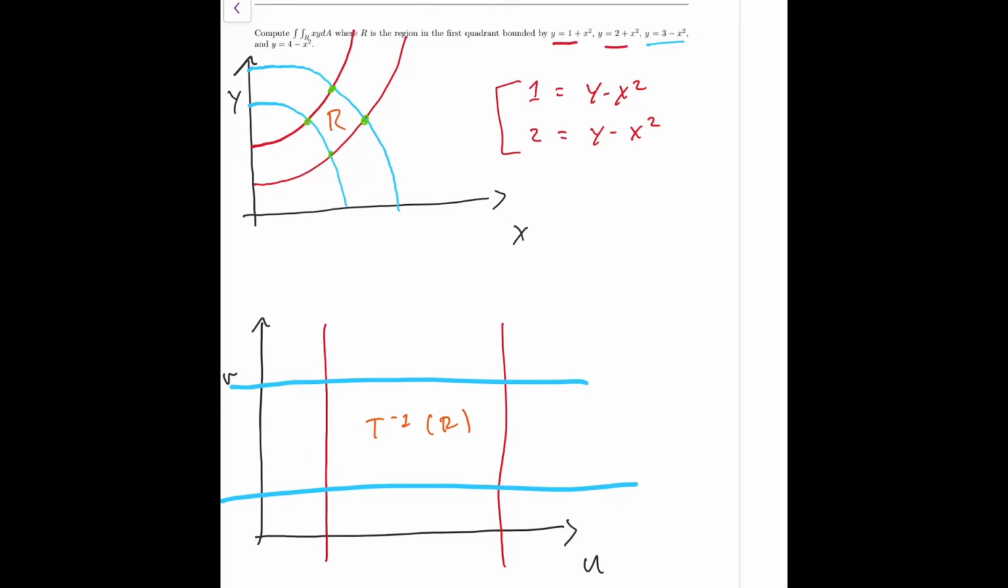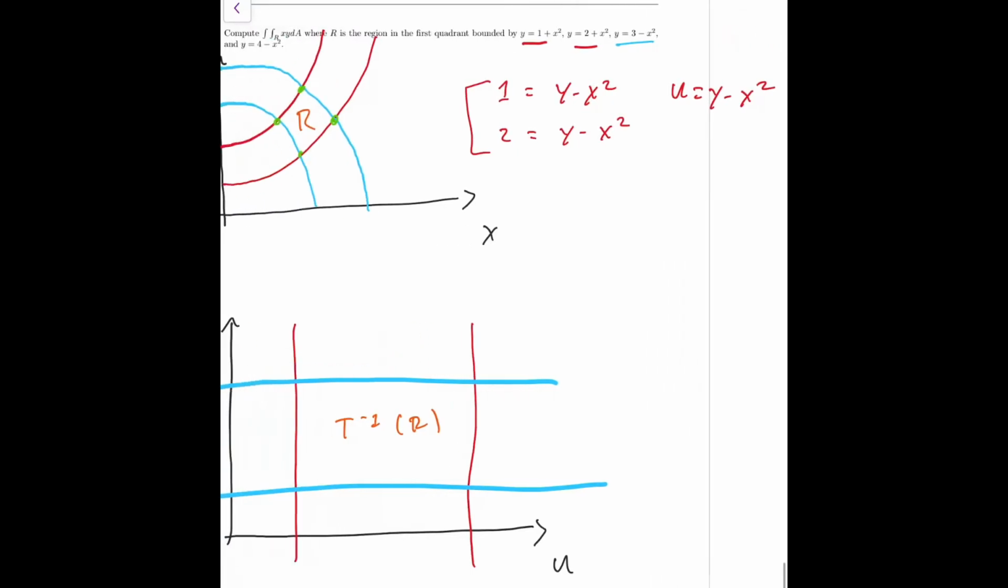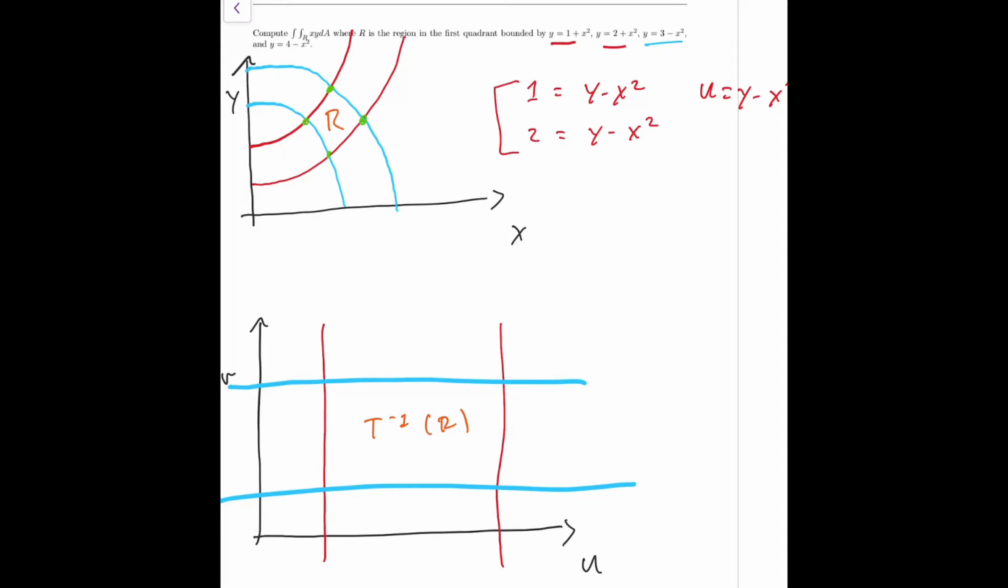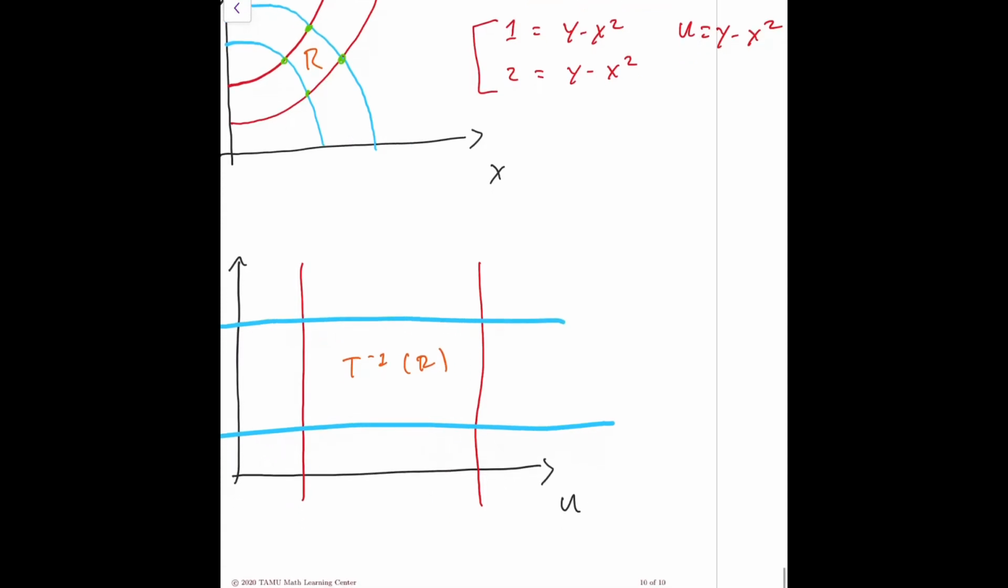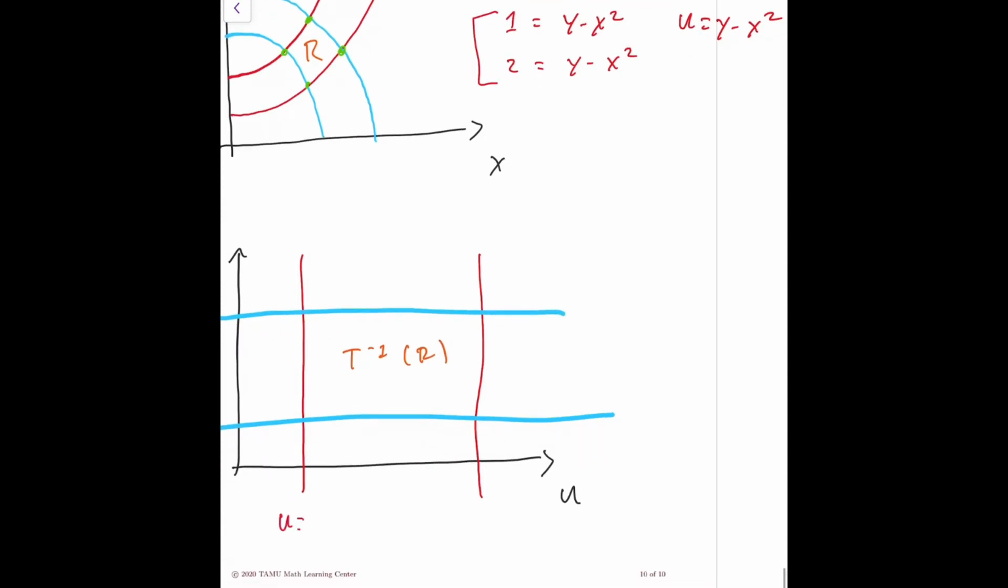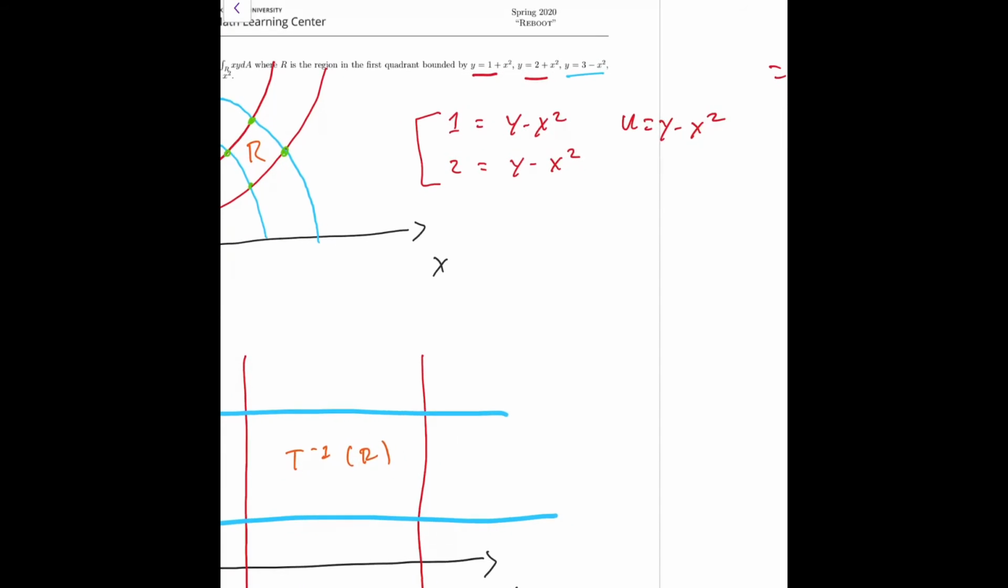Well, using these equations right here, I'm just going to say u is equal to y minus x squared. If u is equal to y minus x squared, then the equation 1 is equal to y minus x squared is the same as u is equal to 1, if you plug in u is equal to y minus x squared. And then the equation 2 equals y minus x squared is the same as u is equal to 2. So if I come down here, this would be u is equal to 1, and this is u is equal to 2. And with the blue, I have something similar.